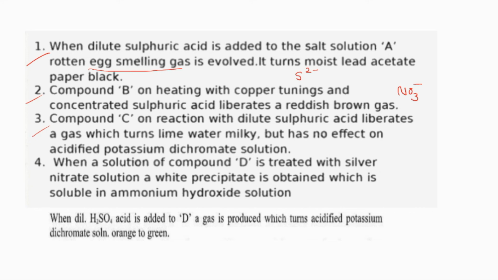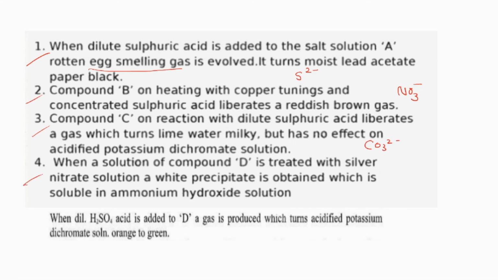Compound C on reaction with dilute sulfuric acid liberates a gas which turns lime water milky, but it has no effect on acidified potassium dichromate solution. This is a confirmatory test for carbonate. So the anion present in the solution is CO3 2 minus. It's a repeated question.